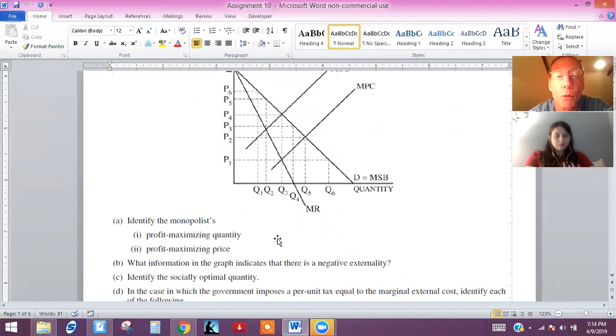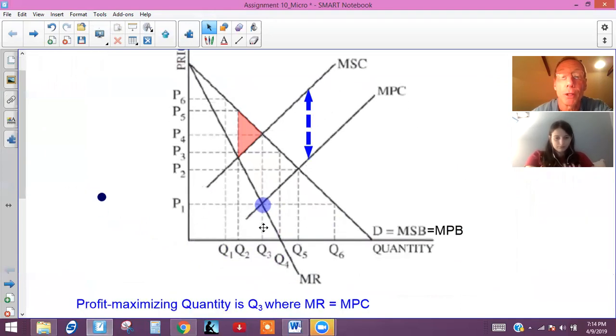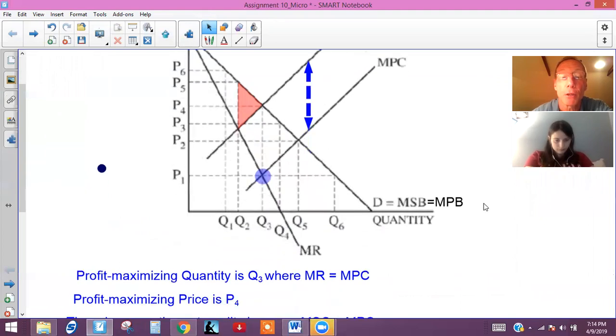Now, you would do this the way you've always done this for a monopoly, and then the profit maximizing price. You look at where marginal cost equals marginal revenue right here, okay? The private cost, that's where they're going to produce. So the profit maximizing quantity is going to be Q3 right here, right?